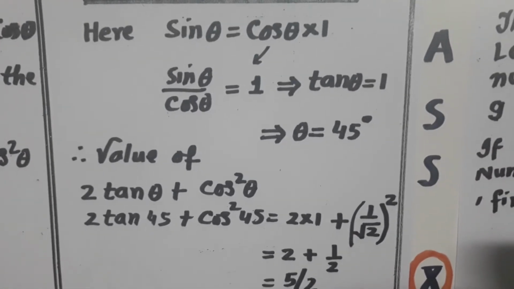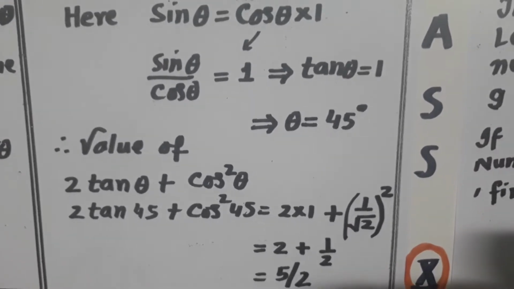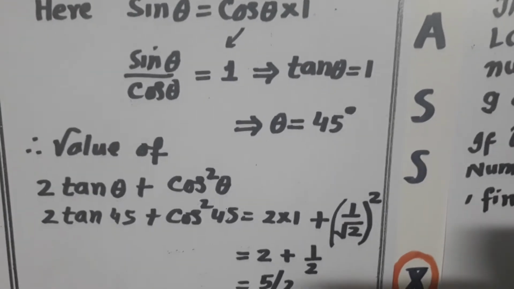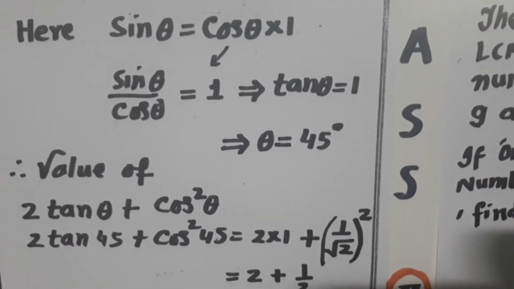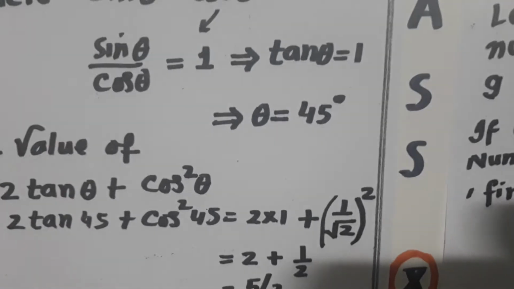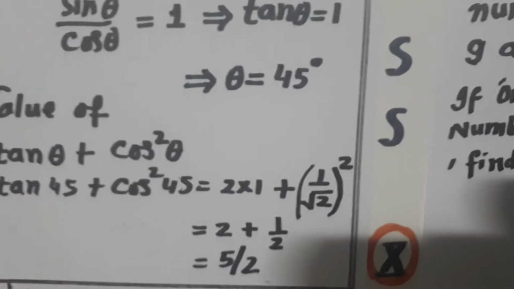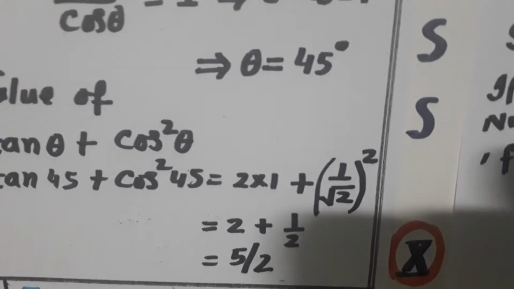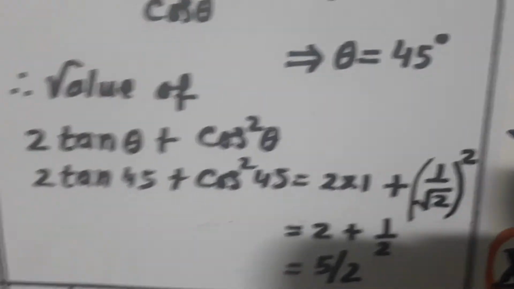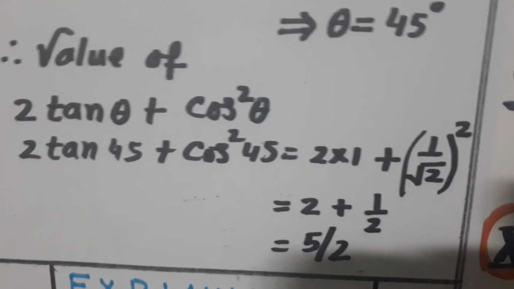And it can be written as sin theta is equal to cos theta into 1. So cos theta multiply हो रहा है 1 से, लेफ्ट साइड ले चलो. Sin theta और cos theta, that is tangent theta is equal to 1, theta is 45 degree. So put the value of theta is equal to 45.